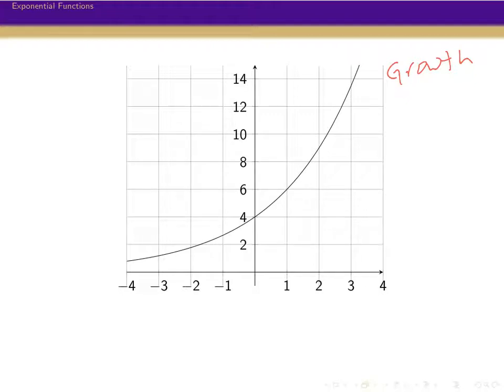So if we want to know what the equation for this is, we see that it's passing through the y-axis at 4. So it's going through the point (0, 4). And so that's telling us that in the standard form, this c value is going to be 4.